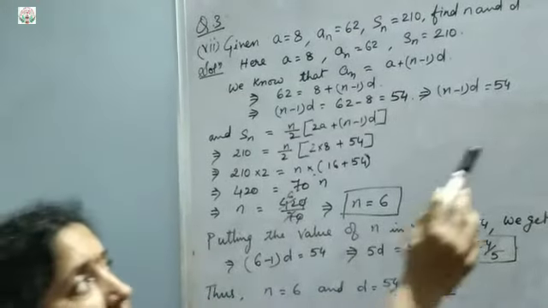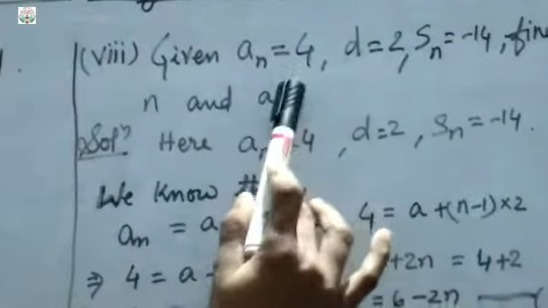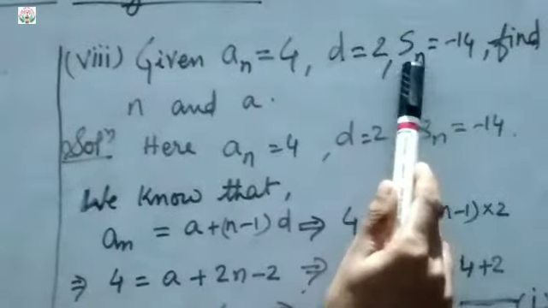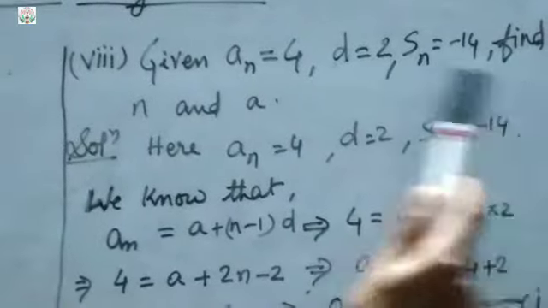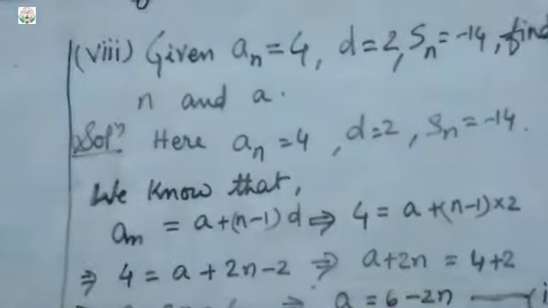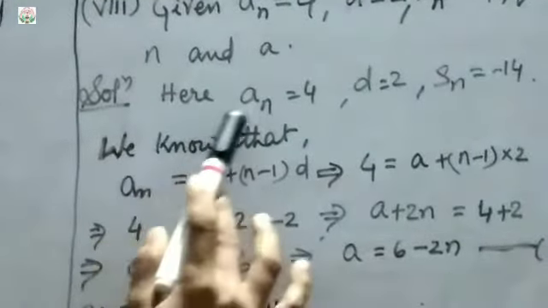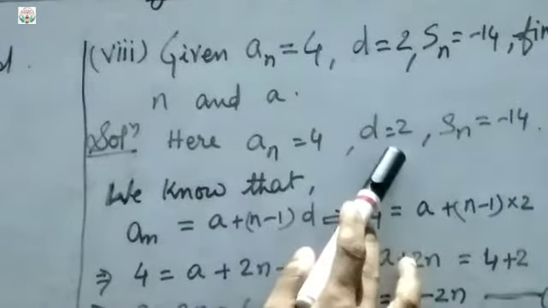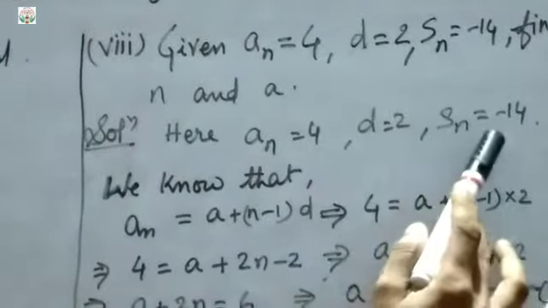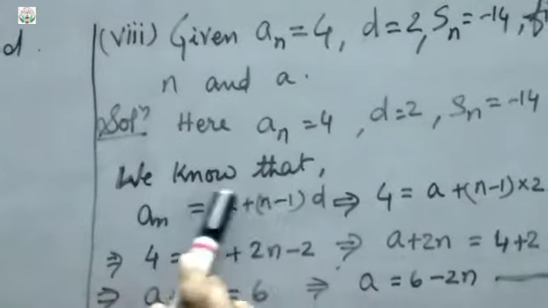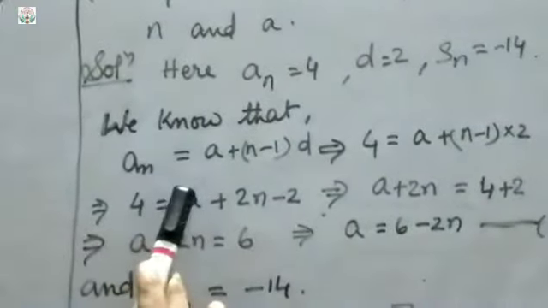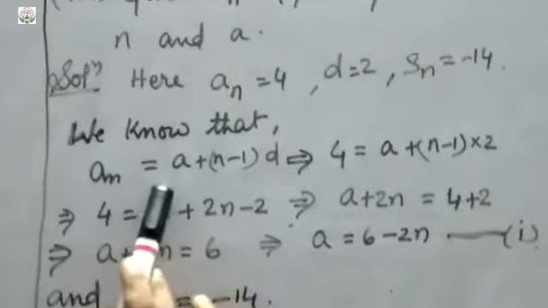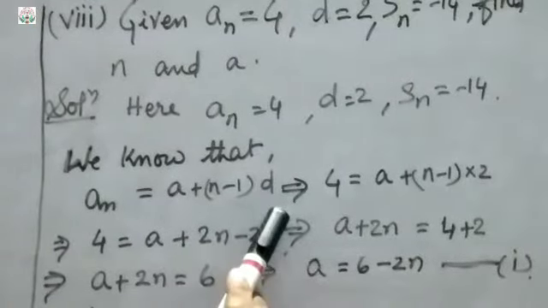Now come to the next part. an equals 4, d equals 2, Sn equals minus 14. Then find n and a. Okay, so the solution will be here. What is given? an equals 4, d is given as 2, and Sn equals minus 14. So we know that an, the nth term of an AP, equals a plus (n minus 1) into d.